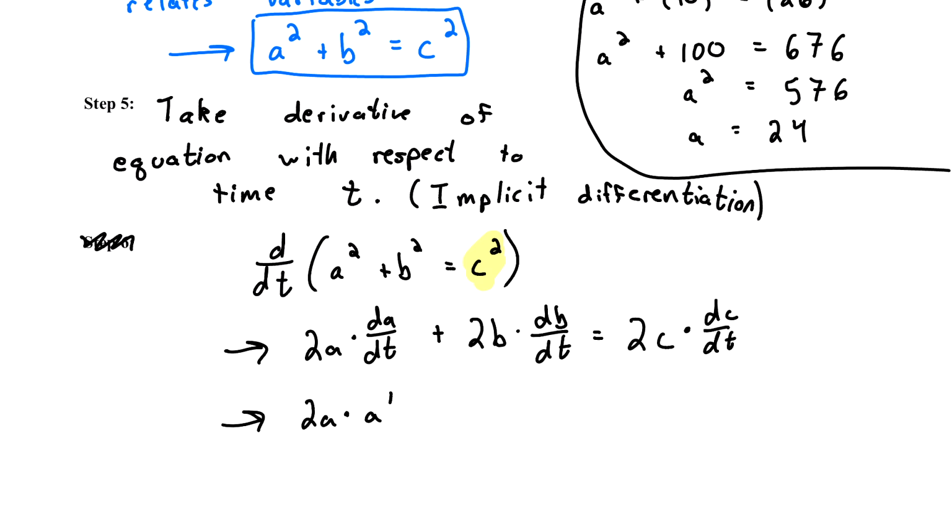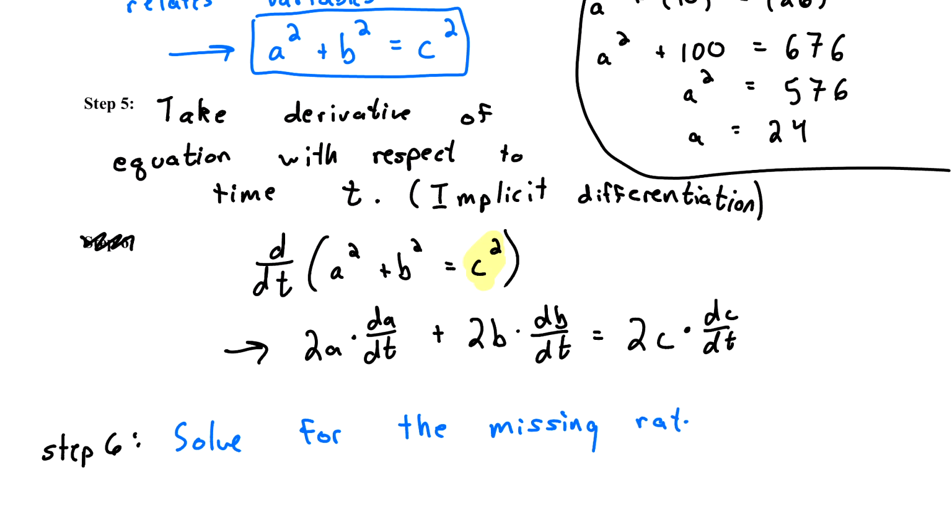So your derivative will either look like 2a times dA over dt plus 2b times dB over dt is equal to 2c times dc over dt. If you prefer the prime notation, you can say 2a times a prime plus 2b times b prime is equal to 2c times c prime. Neither notation is necessarily right or wrong. Everyone's just going to have their own personal preference. I'm going to use that top derivative though. So this is all I really need to do in this step is to take the derivative, and once I have that, we can move on to our final step, step 6, which now we are actually going to go ahead and solve for the missing rate.